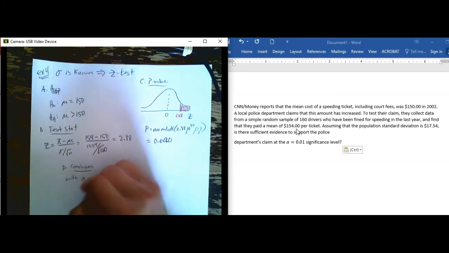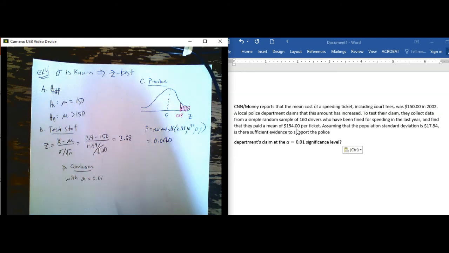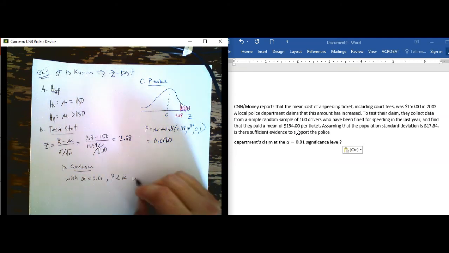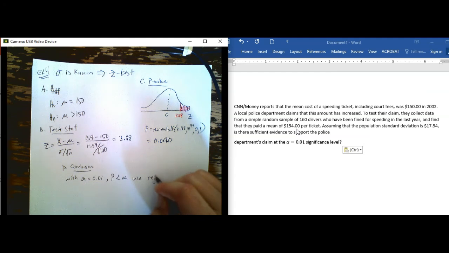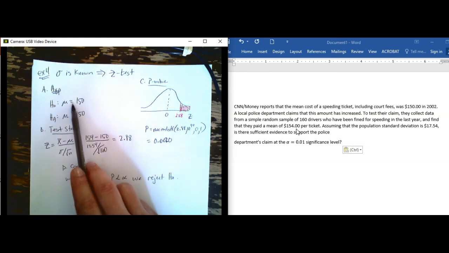With alpha equal to 0.01, P is smaller than alpha. So what do we do? We reject the null. Again, why do we reject it? It's because there is a very, very low probability of getting a sample like we did if this were true. So this must not be true.